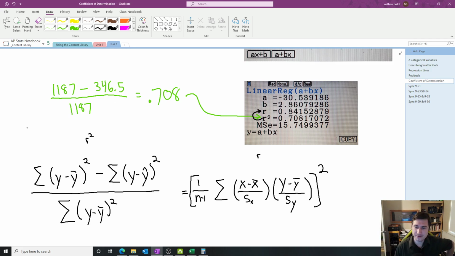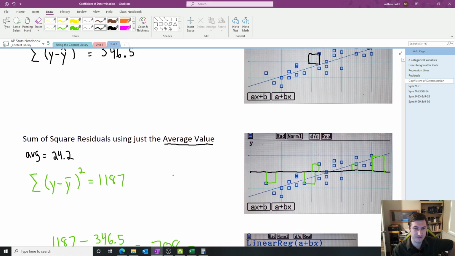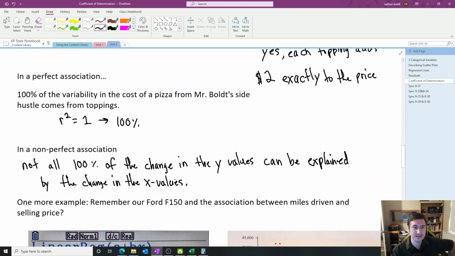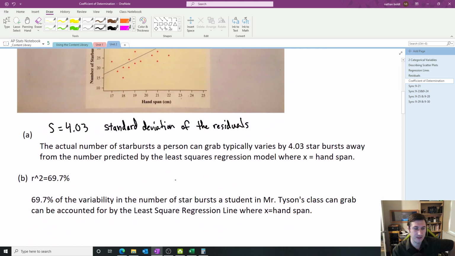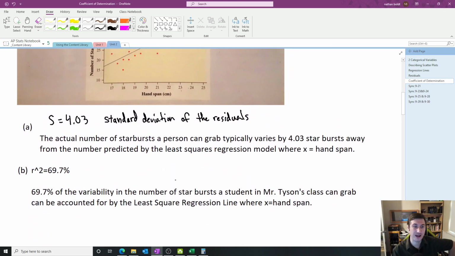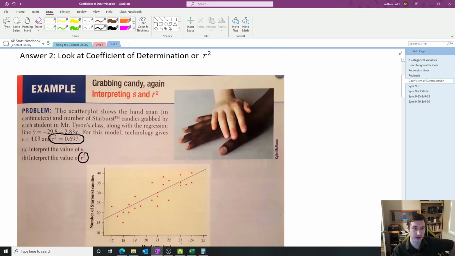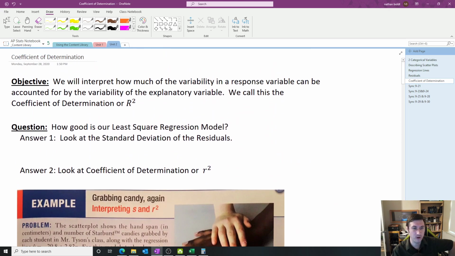All right, if you made it this far, congratulations. I hope the sentence for r squared makes sense. You definitely don't need to know all of that, but you do need to know the two ways that we can talk about how good a regression model is. One of them is to look at the standard deviation of residuals, and the other is to look at the coefficient of determination, r squared.